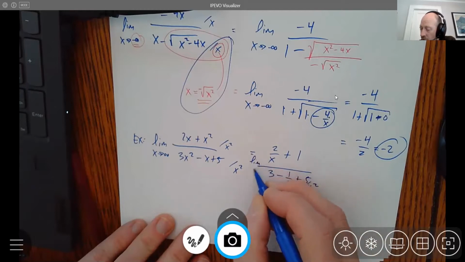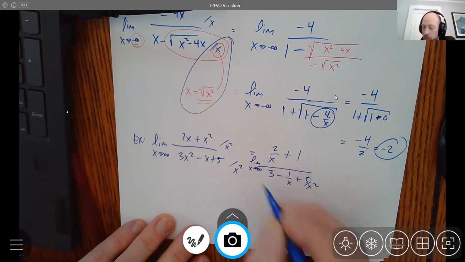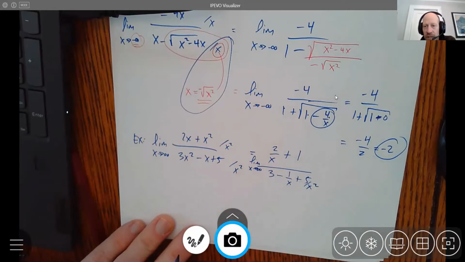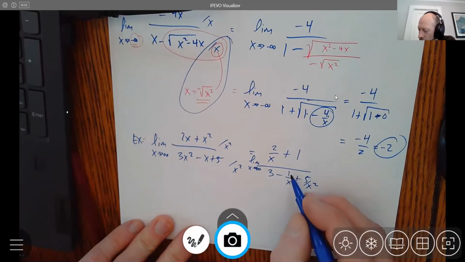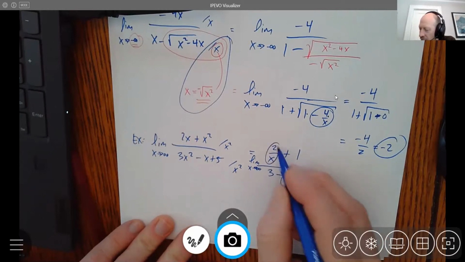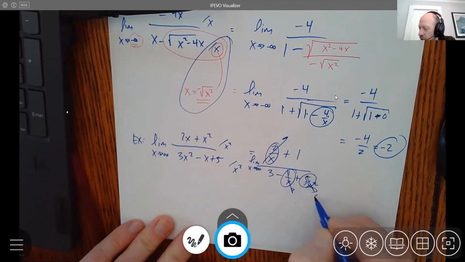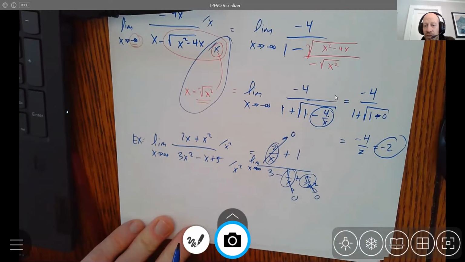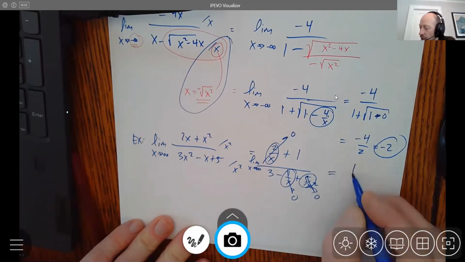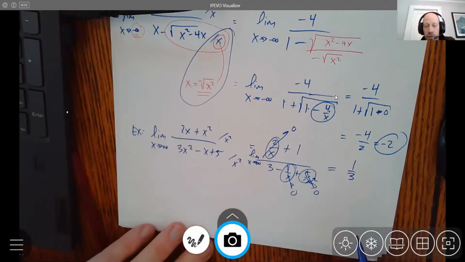And this is still a limit. I won't ding you if you forget to write that limit there, but of course you've got to keep track of it, right? Because the limit is going to make all of these pieces go to 0. Anything that has a higher power of x on the bottom is going to go to 0, and this whole thing is going to end up as 1/3.